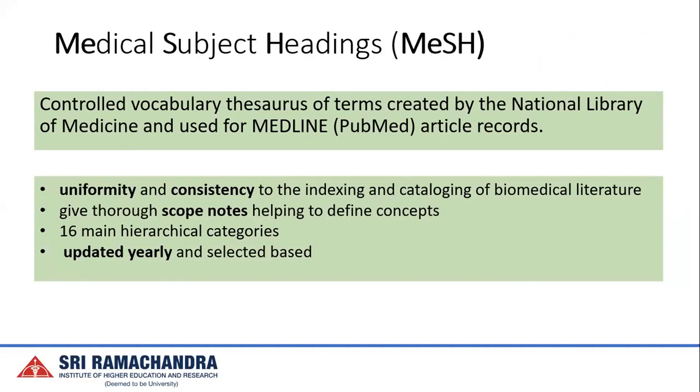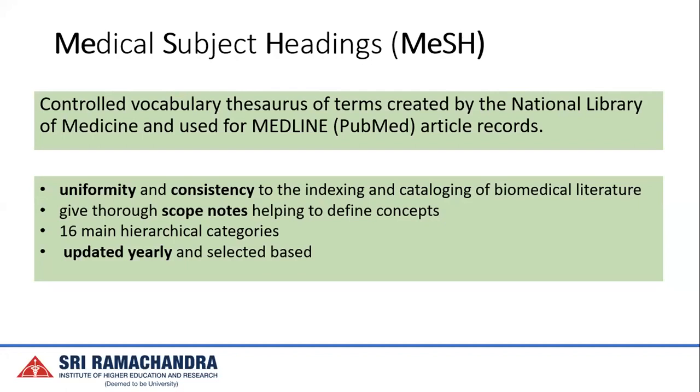It gives you scope notes. It helps us in understanding the concepts. If you see the details, you'll see how the concepts can be identified. It's very useful. Basically, there are 16 hierarchical categories. If you go into the MeSH database, you'll understand that. But in today's session, we are not going into the detail because that's the higher level. At least you should know the basic level. That's today's objective. This MeSH database is also getting updated regularly.